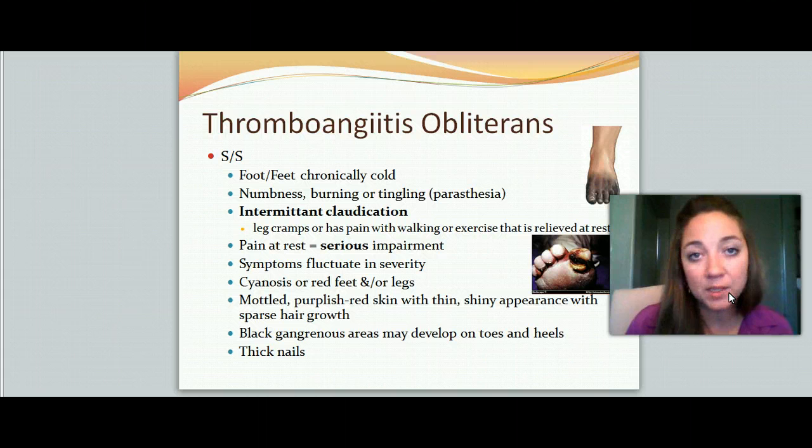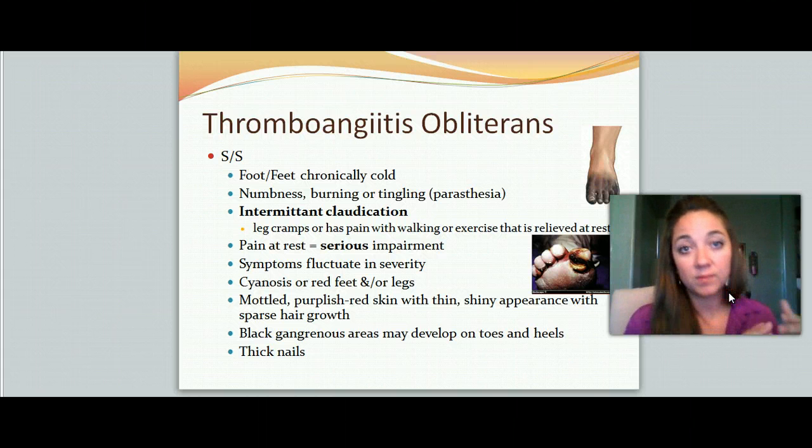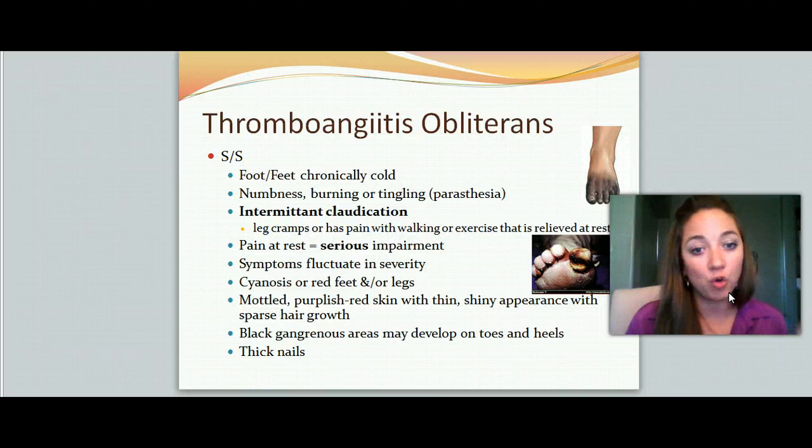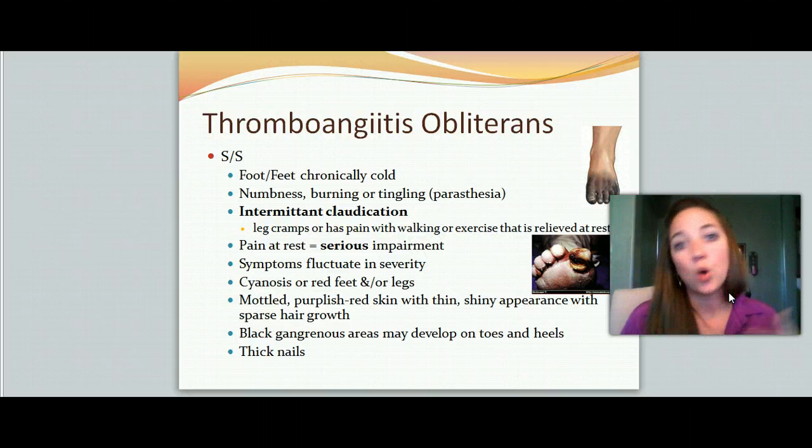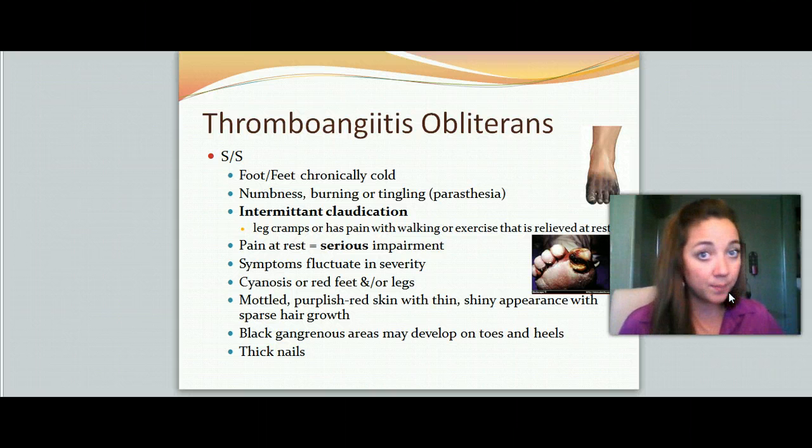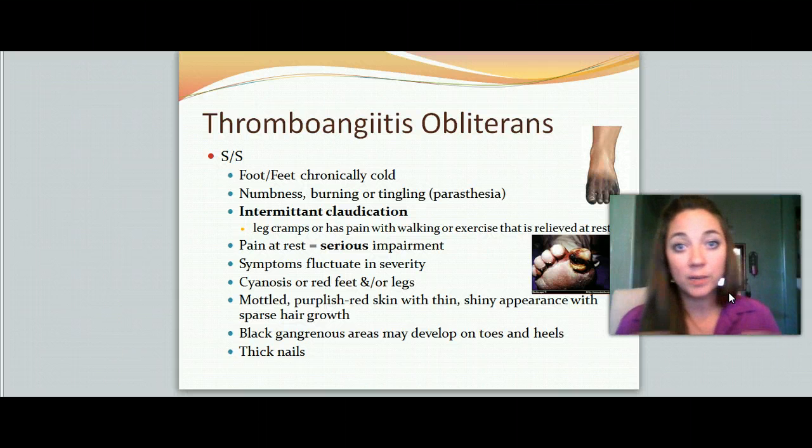What happens with intermittent claudication? Think about the word intermittent. That means not all the time, just during certain times. It's intermittent, okay? The legs are going to cramp or have really severe pain whenever the patient is walking around or exercising or up on their feet, okay? But the pain goes away, or the cramping or whatever, when the patient sits down, relaxes, puts their feet up, okay? So that's the intermittent claudication.